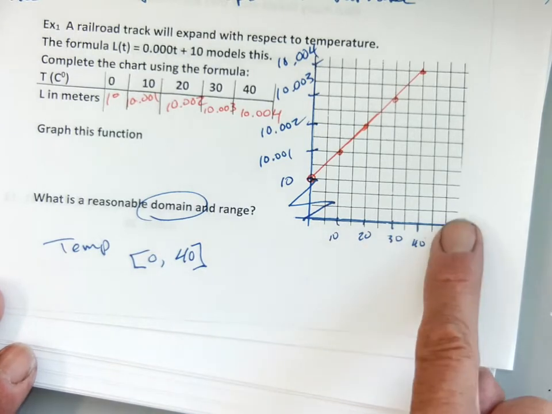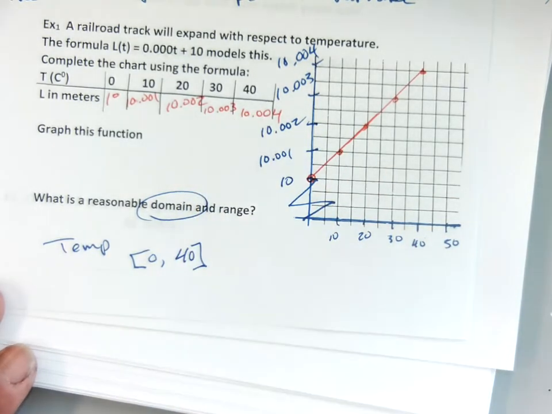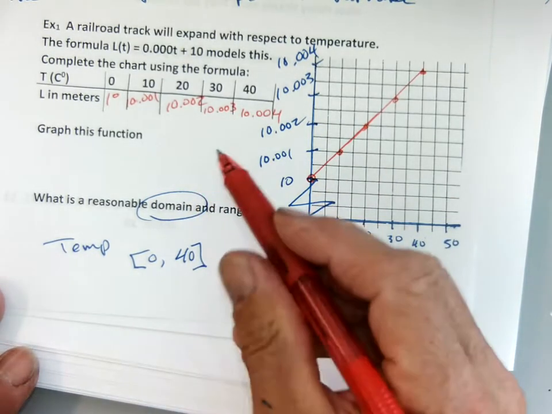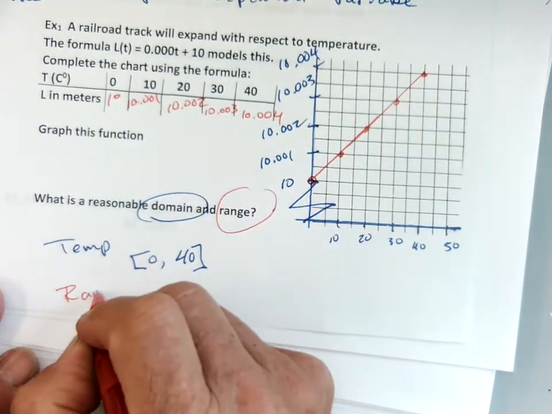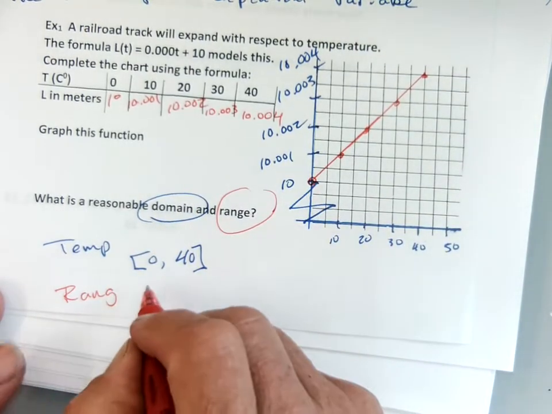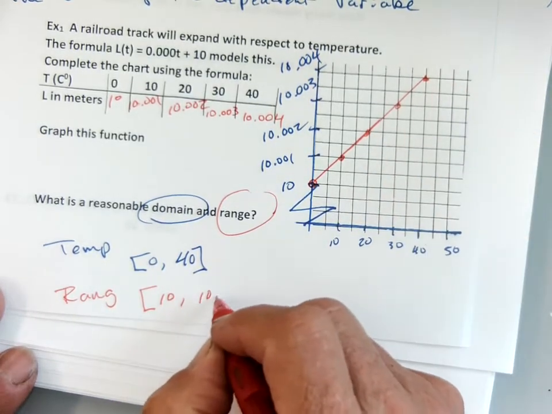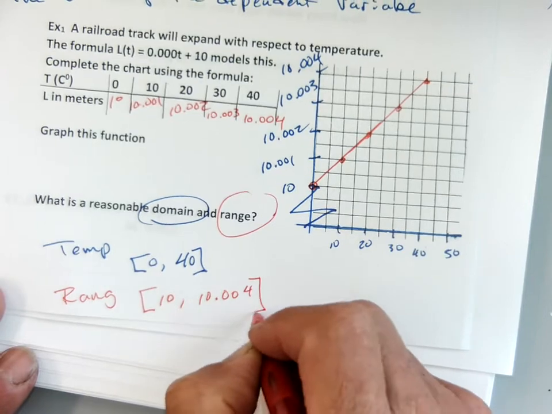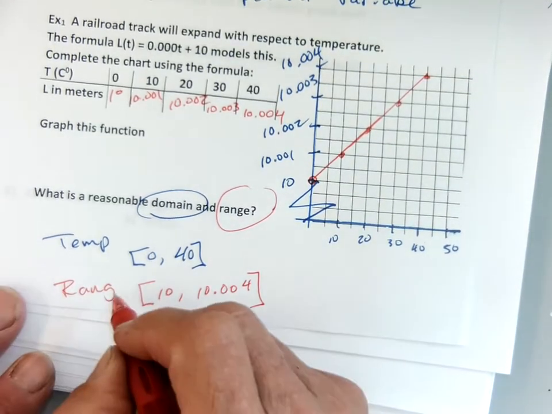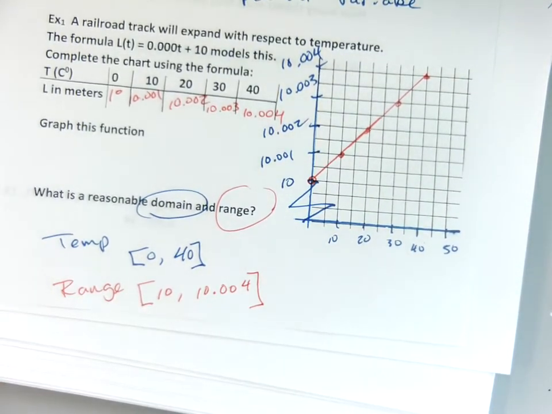Domain's this. And I didn't go to 50 because I wasn't given any information on the 50. And then the range has a length of 10 to about 10.004. If it gets hotter than 40, we could adjust. 40 degrees Celsius is pretty darn warm. It really is. Thank you, Brittany.